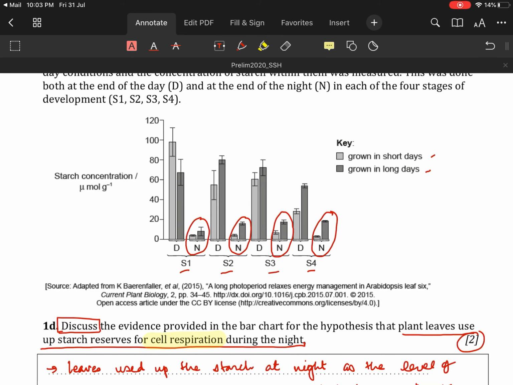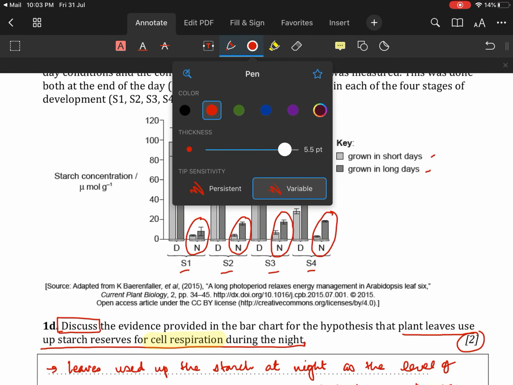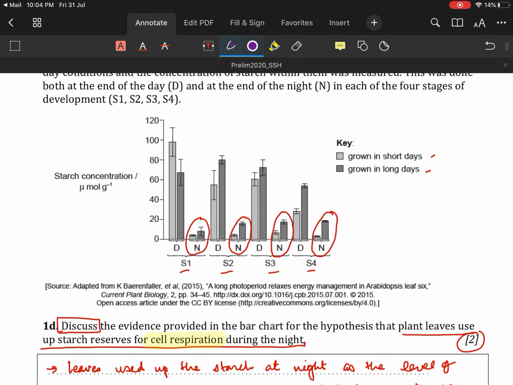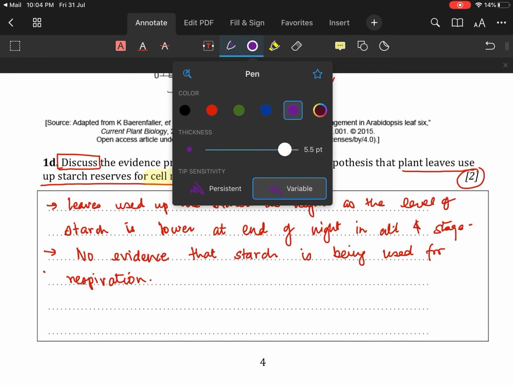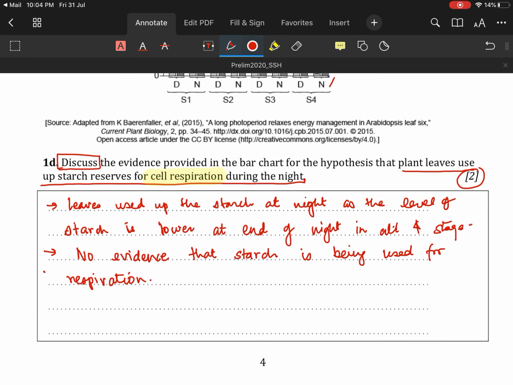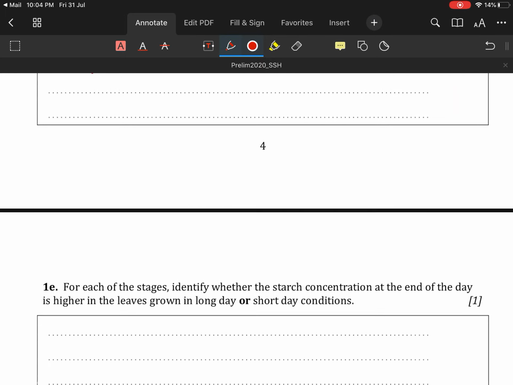So if I want it to be a point that it is used up for respiration or not, I probably can have one more variable here, cell respiration, and then I can show my cell respiration rate here. But because this is not included here, I'm not sure that this is because of cell respiration or for other activities. So because it is saying discuss, you can put this point: no evidence that starch is being used for respiration, or starch can be used for other things. All right, so this is how we work with discuss.